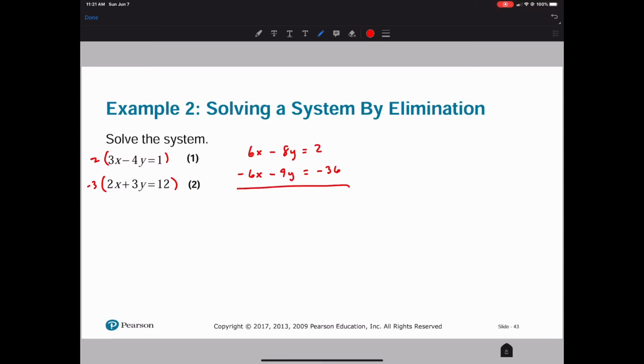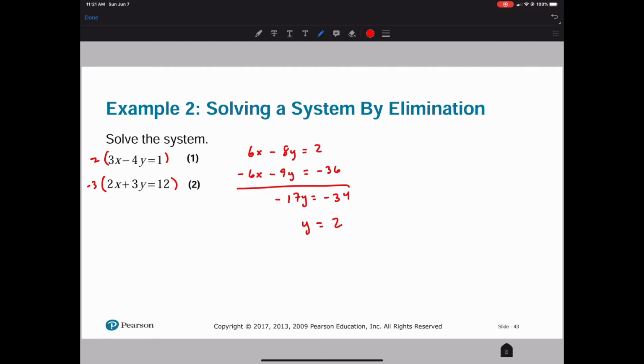Now, elimination method basically saying I'm going to add the 2. So you know the 6x's cancel. Then I'm going to have negative 17y is equal to negative 34. So now I'm going to get y is equal to, and if I divide that in, I'm going to get 2.